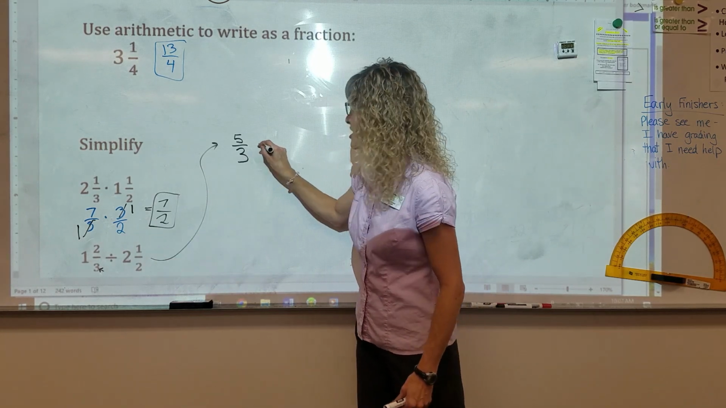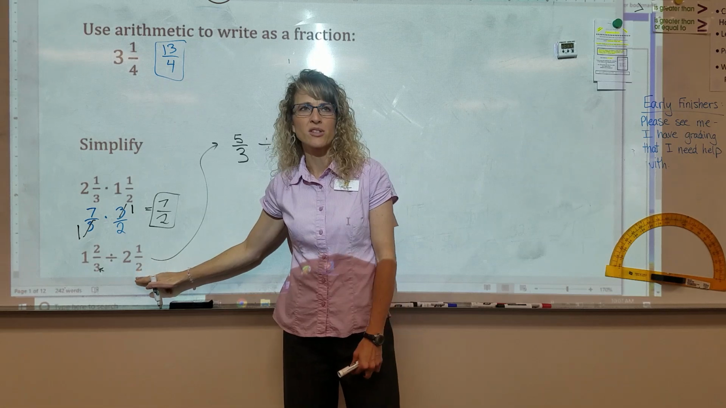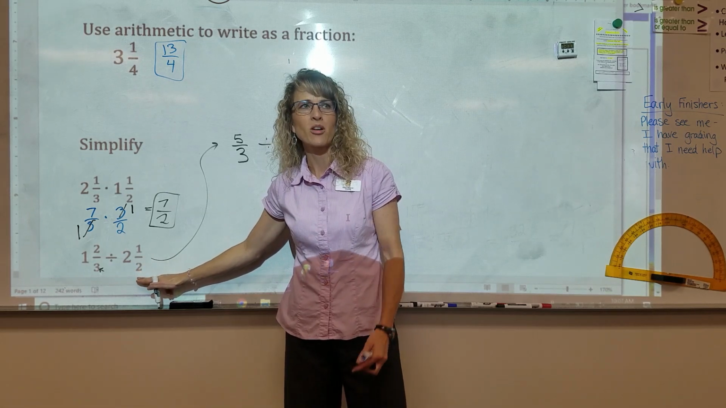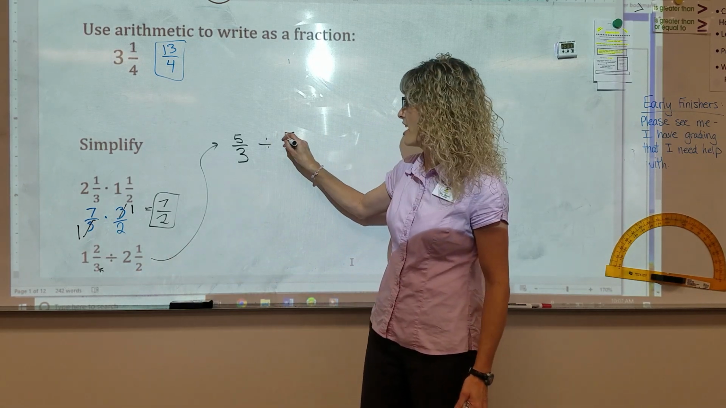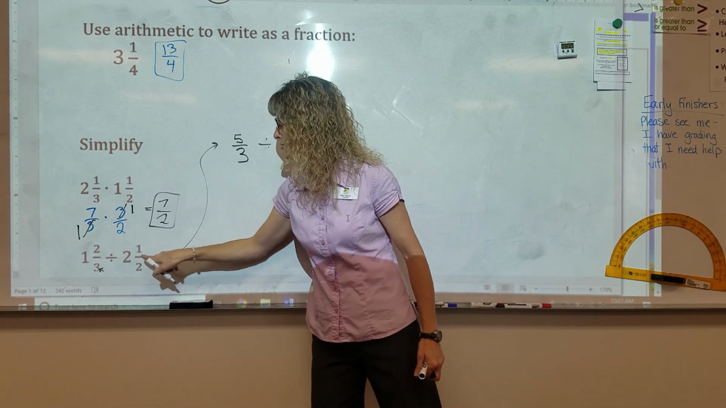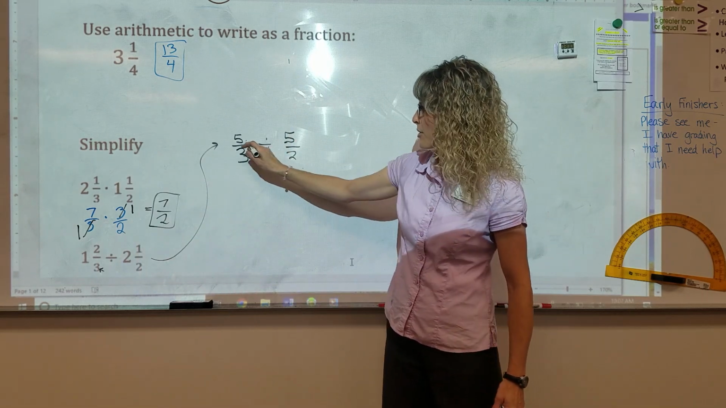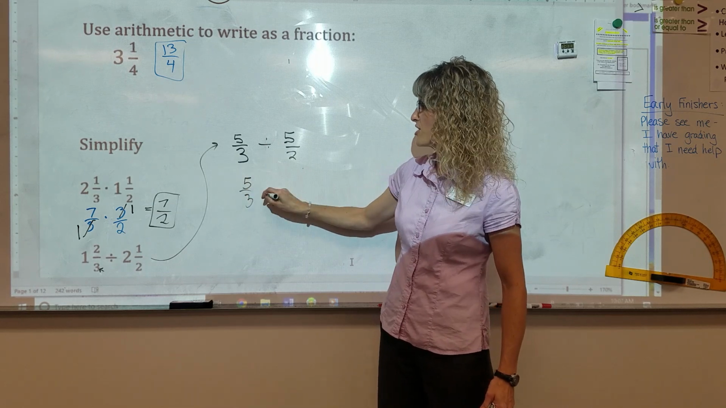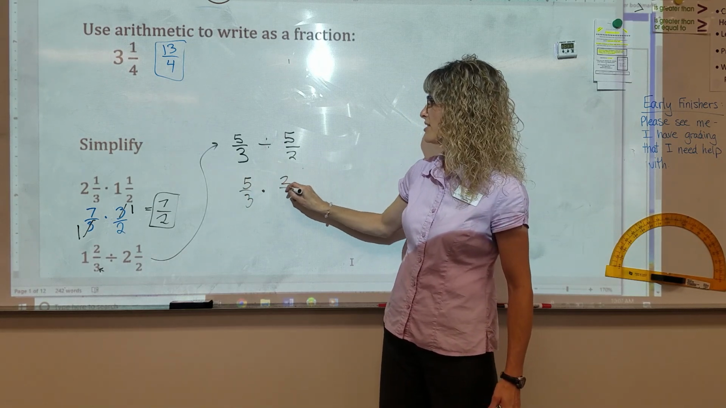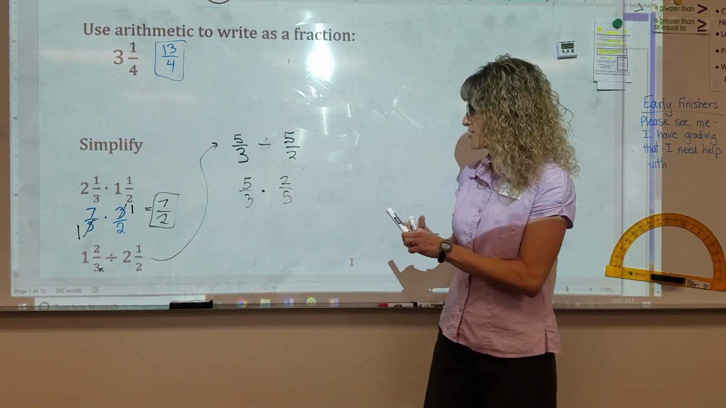All right, so now we're going to divide by 2 1/2. Let's convert 2 1/2. What's my improper? 5 halves. See how we did that? 2 times 2 plus 1. Now we're going to copy the first, change the division to a dot, flip the second. Copy, dot, flip. And then we see another simplification.